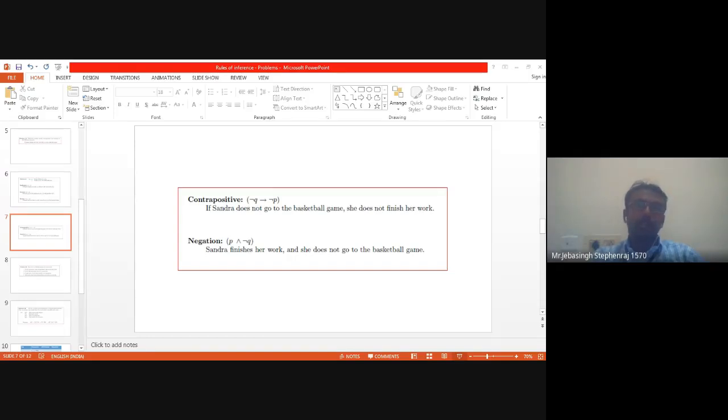So how do you get the contrapositive? The contrapositive can be easily obtained from the converse. The converse of the given conditional statement is: if Q then P. You negate this statement, and it becomes the contrapositive: if negation Q, then negation P. So the contrapositive can be easily obtained from the converse. So the contrapositive is the negation of the converse. If you read it as a statement, it goes like: if Sandra does not go to the basketball game, then she does not finish her work. So this is the contrapositive.